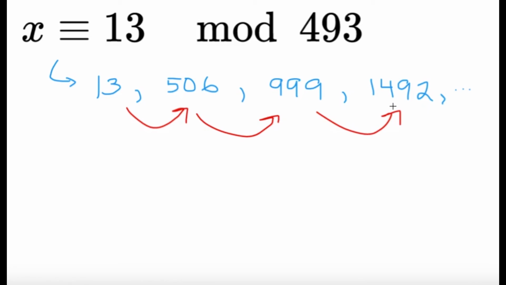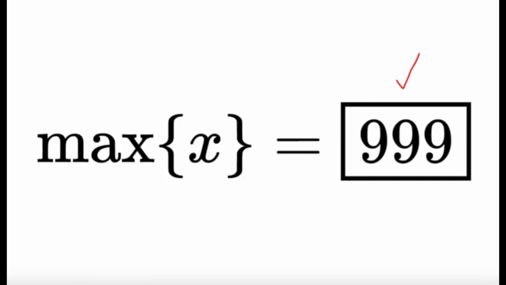Now we only want the largest possible 3-digit number. So there we go, 999 satisfies that condition. Well, there's another one, the 506, but it's not the largest. So for this question, the final answer for the maximum possible value of x is equal to 999.